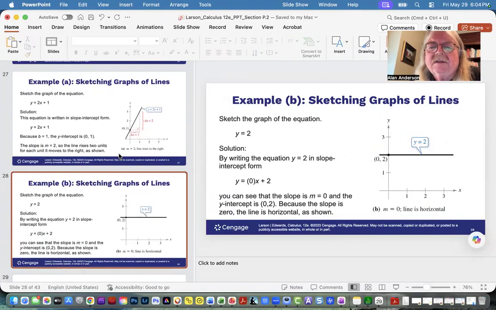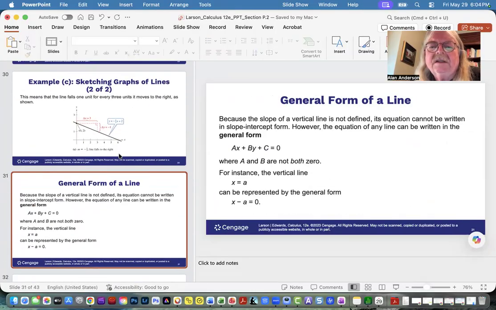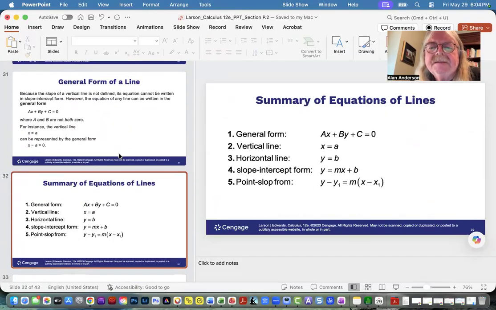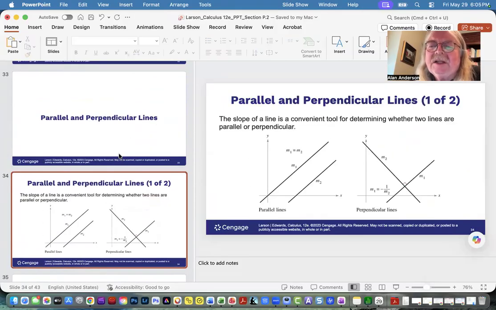Let's see, what else do they want us to do? I think this is where they're giving us a little practice drawing these. Oh, and by the way, I did mention that there's other ways of expressing this, but the two you're most likely to run into are slope intercept and point slope.